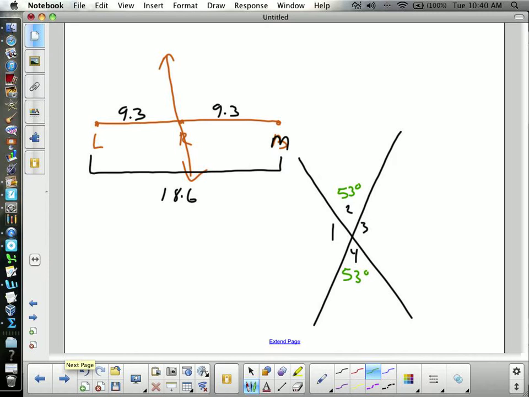What about 2 and 3? What's the name of that pair? That's a linear pair, and they have to be supplementary, which means they add up to 180, yes. So that's going to be 127. Okay.